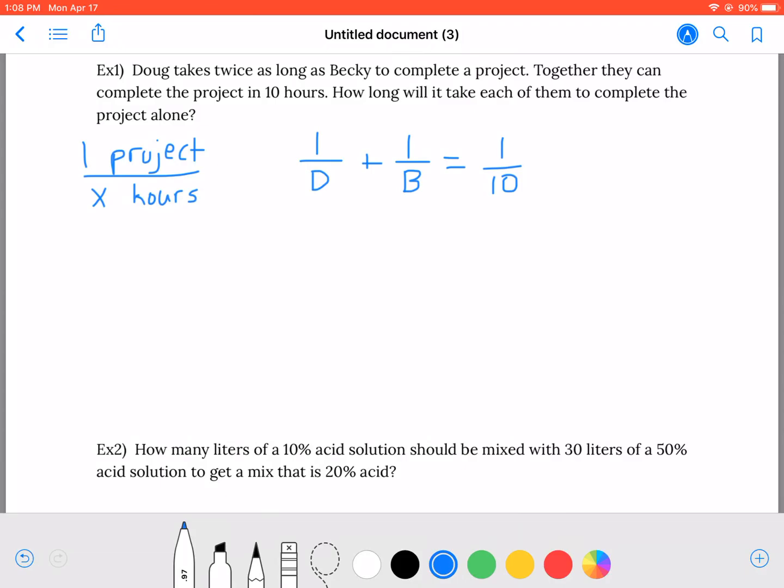Whenever you have something like this, you only want to have one variable in order to solve it. You can't solve an equation with two variables unless you have two equations. So we're going to use the fact that they said Doug is slow. He takes twice as long as Becky. So Doug's time is equal to double what Becky's time is. I'm going to take that and plug it in here and make a new version of this.